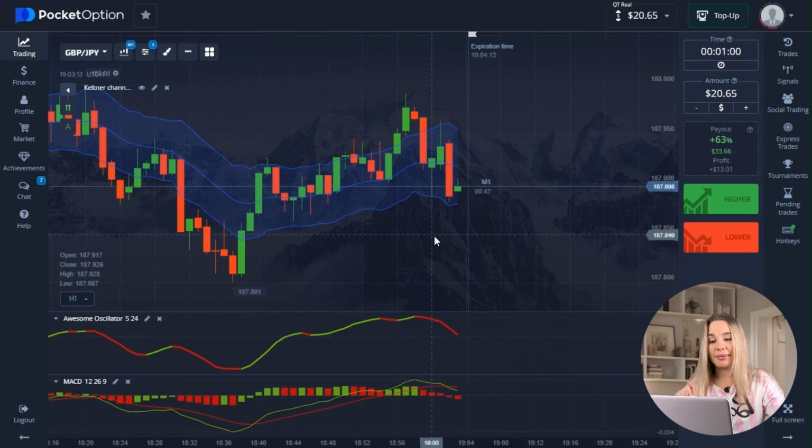$20 already in the balance, but that's actually not an amount to stop at, so let's look for a new trading opportunity.